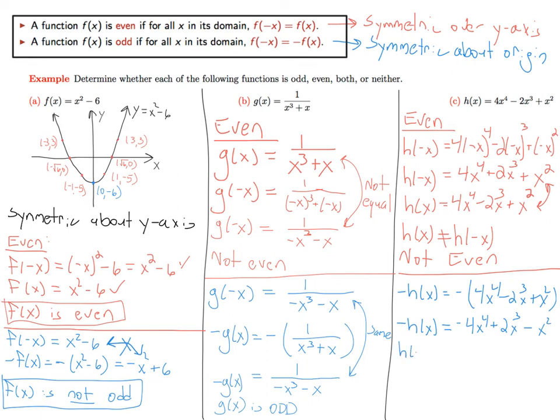And recall in the previous calculation to see whether it was even, h of minus x was 4x to the 4th plus 2x to the 3rd power plus x squared. So comparing these two, we see that h of minus x is not equal to minus h of x. So therefore, h is not odd. So h is neither even nor odd.